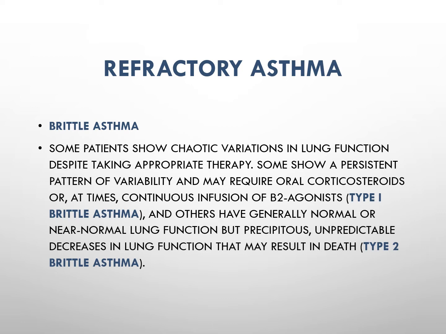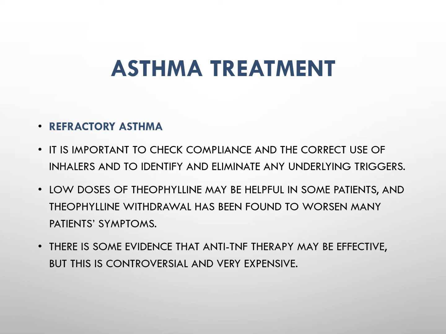Some patients show erratic variations in lung function despite taking appropriate therapy. Some show a persistent pattern of variability and may require oral corticosteroids or, at times, continuous infusion of beta-2 agonists, type 1 brittle asthma. And others have generally normal or near normal lung function, but perceive undetectable decreases in lung function that may result in death, type 2 brittle asthma.